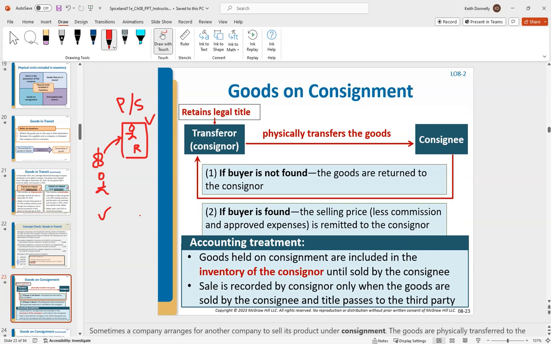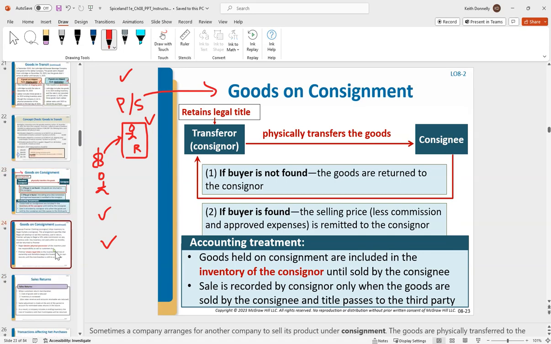So GAAP comes in here and basically says this: unless and until Rick, the consignee, sells that inventory, it is still yours, music store, your inventory. In other words, there's a difference here between physical possession and legal title. Rick has physical possession, but you retain legal title. So unless and until he sells it to a customer, that's still your inventory. It's still got to be on your books.